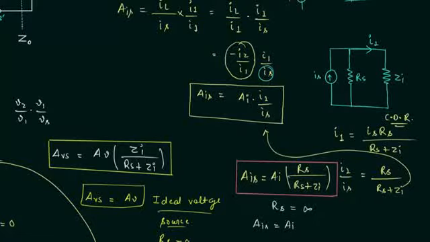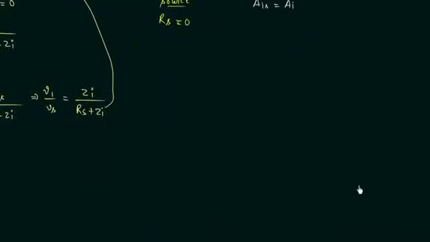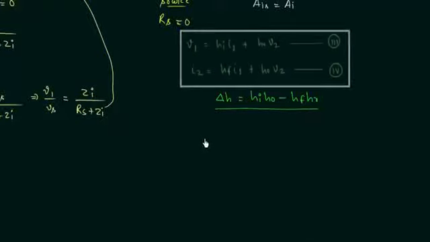There is one more thing I want to explain in this lecture. If you remember the last two lectures, we encountered delta H. Delta H is equal to HI HO minus HF HR. We will try to prove this. The first H parameter equation is V1 equal to HI I1 plus HR V2. The second H parameter equation is I2 equal to HF I1 plus HO V2.